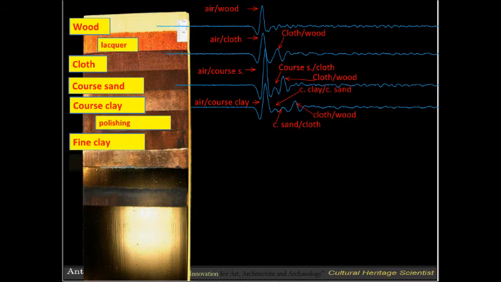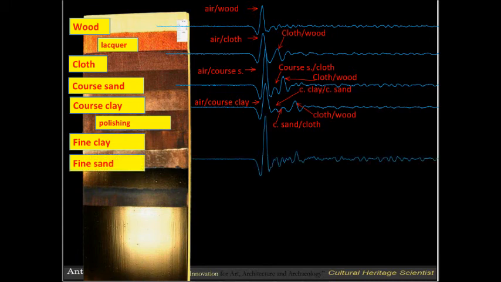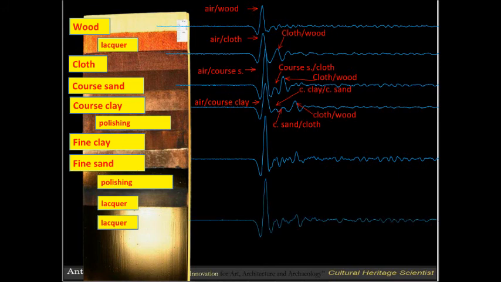Polishing and fine claying don't have detectable peaks, while fine sand layers start to scatter the signal a bit. Further polishing and final lacquers do not add detectable peaks. And eventually this is the spectrum of the lacquer.